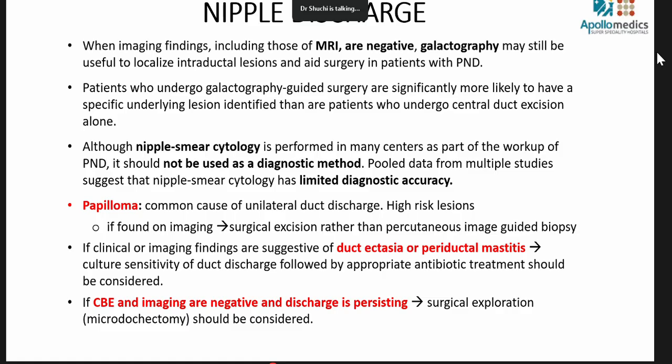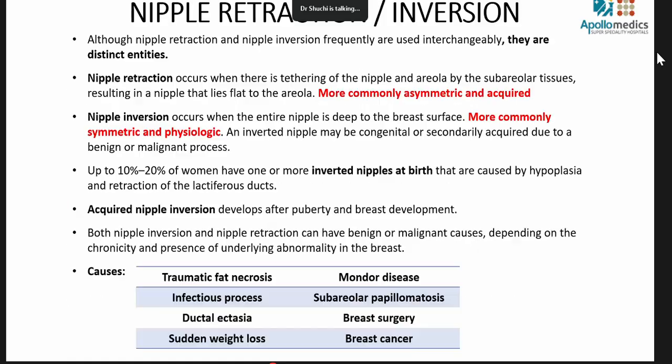The most common cause of nipple discharge is papilloma. It is a high-risk lesion. Surgical excision has to be done. If it is confirmed on imaging, then go directly for surgical excision; you do not need an image-guided biopsy. If clinical imaging features are ductectasia or periductal mastitis, then a culture and sensitivity of the duct discharge can be done, followed by antibiotic treatment. If clinical breast examination and imaging are negative and the discharge is persistent, go for a surgical exploration. If you think the discharge is significant, that it is pathological, please go for a surgical exploration.